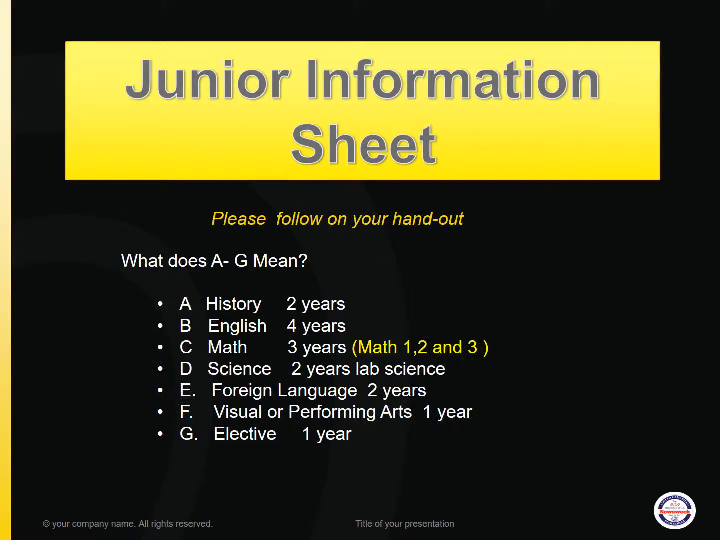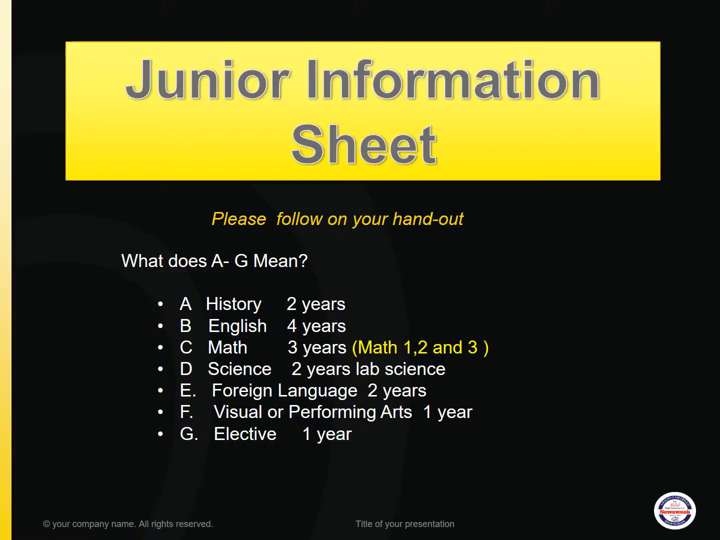What does A through G mean? A through G are the categories to be eligible for admission to a CSU or a UC school. They are categorized Area A through G. The first, Area A, History, 2-year requirement. Area B, English, 4 years. Area C, Math, 3 years.